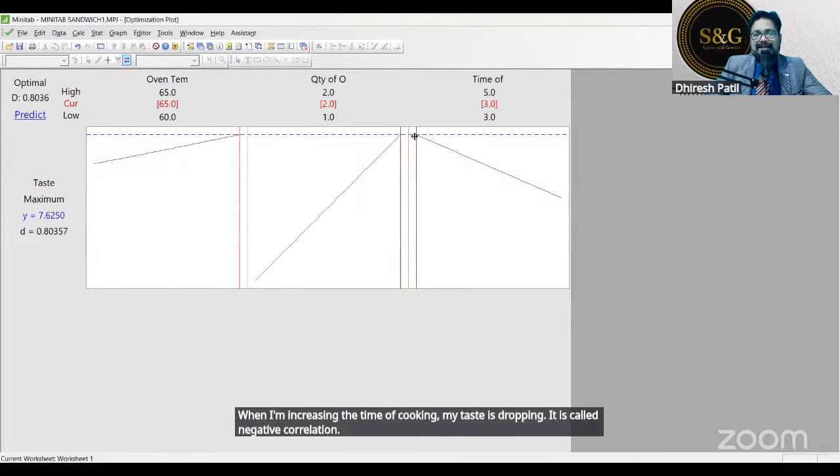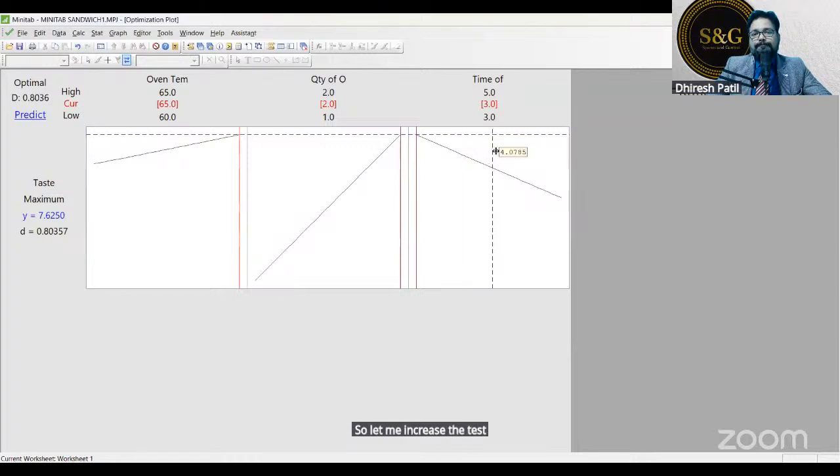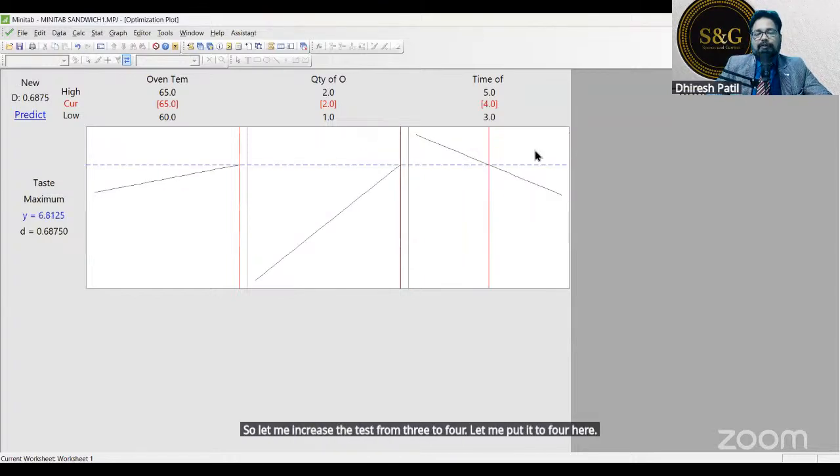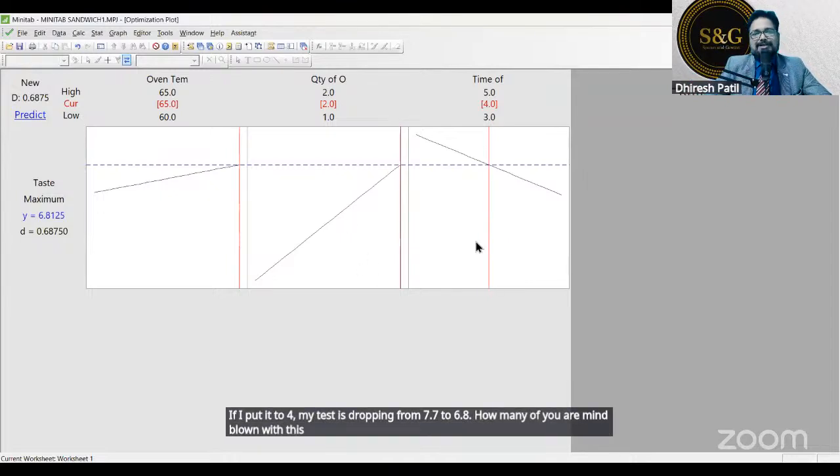So let me increase the time from 3 to 4. Let me put it to 4 here. If I put it to 4, my taste is dropping from 7.7 to 6.8. How many of you are mind blown with this optimizer? So you just play around with this and you can predict any value of X and Y with the help of the optimizer.